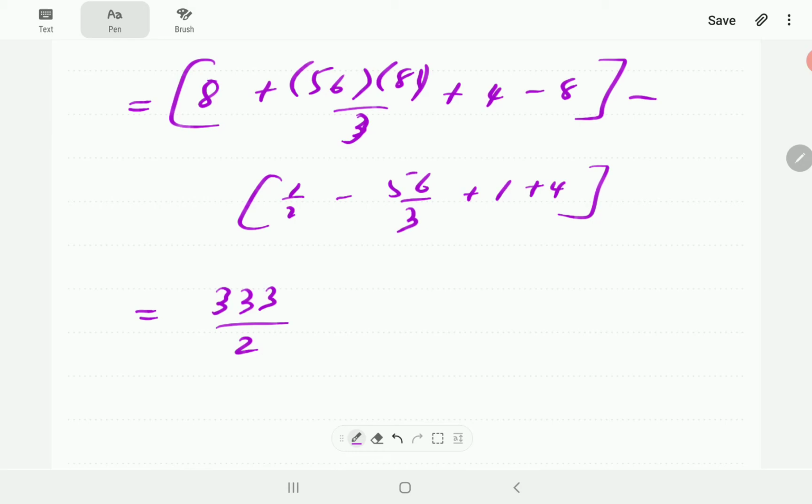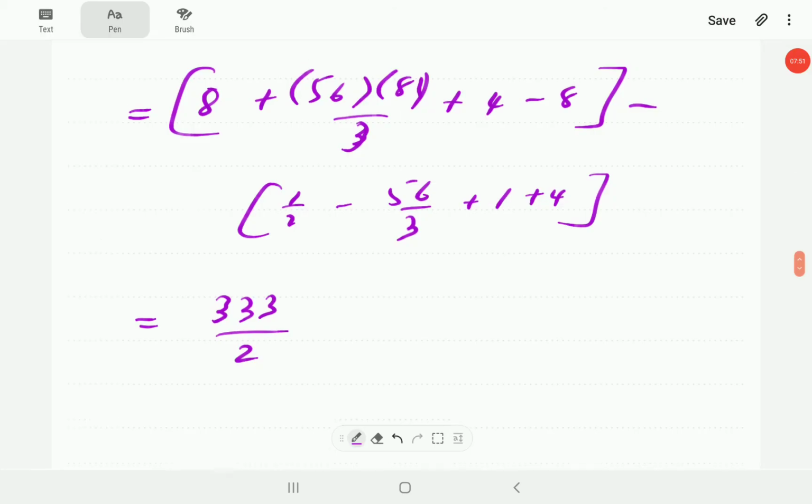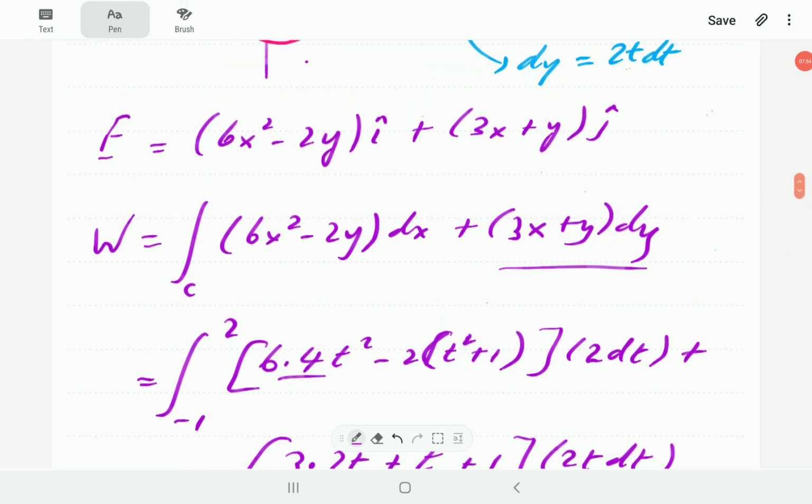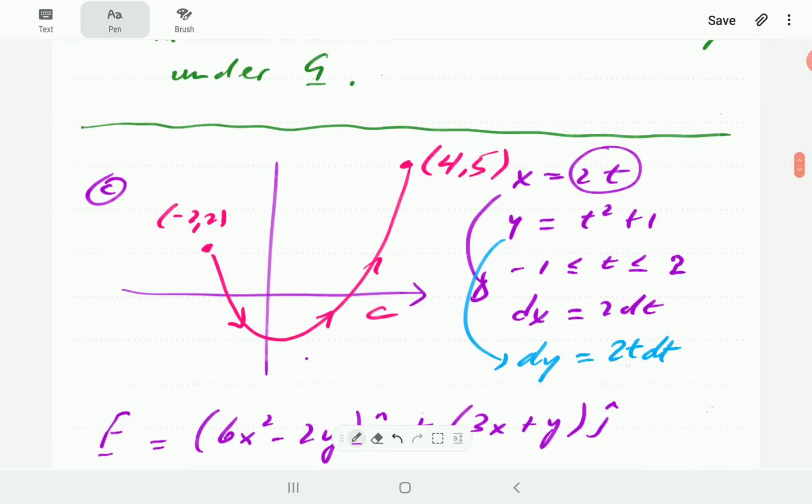So that is going to be the work done along that contour, which is a parabola.